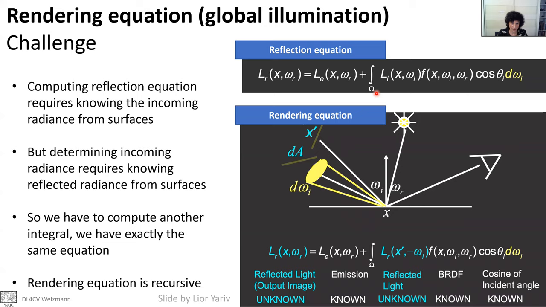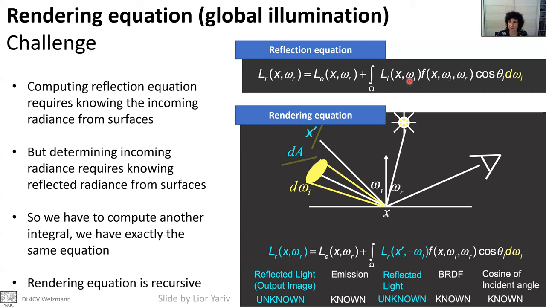Now I'm going to explain everything that is going to be here. So we had the reflection equation, we saw it before. The reflection equation actually requires knowing the incoming radiance from surfaces. So what we'd like to know is Li(x, ωi). That's what we need to know in order to understand what is the reflected light in a certain direction.